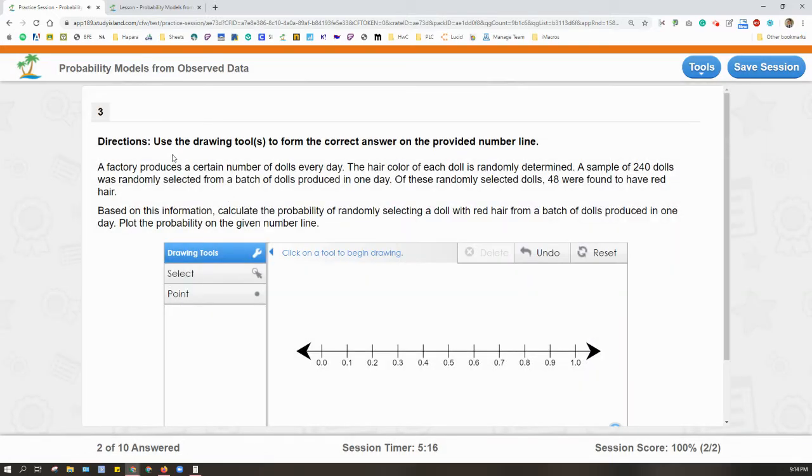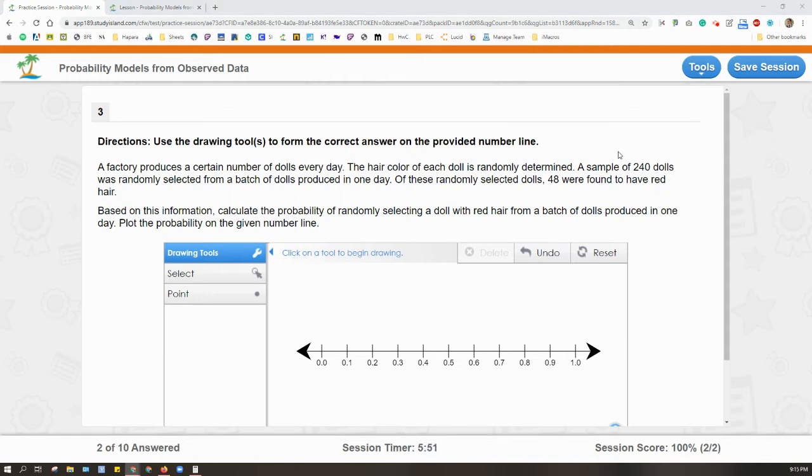Number 3, use the drawing tools to form the correct answer on the number line. A factory produces a certain number of dolls every day. The hair color of each doll is randomly determined. A sample of 240 dolls was randomly selected from a batch of dolls produced in one day. Of these randomly selected dolls, 48 were found to have red hair. Based on this information, calculate the probability of randomly selecting a doll with red hair from a batch of dolls produced in one day. Plot the probability on the given number line.